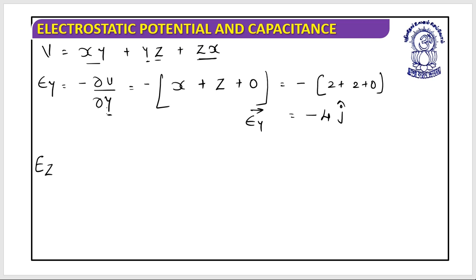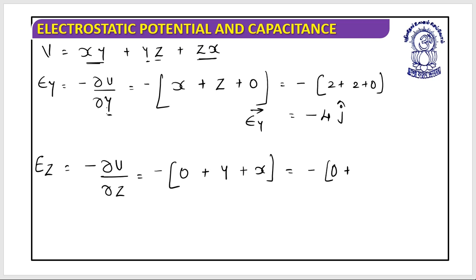Now Ez. This equals minus of del V by del z, and that stands to you are going to differentiate this term with respect to z. So for you x and y are constant, and differentiation of any constant term would be 0. So this would be 0 plus del by del z of yz, it's y, del by del z of zx, yes x. This would be minus of 0 comma 2 plus 2. This should equal minus of 4. This is Ez for me.